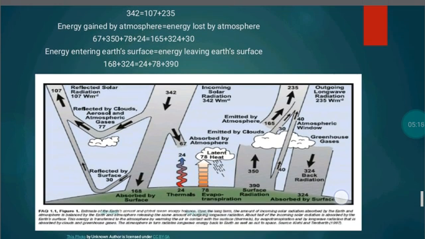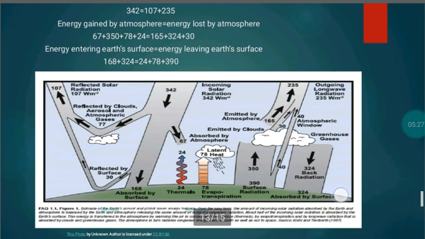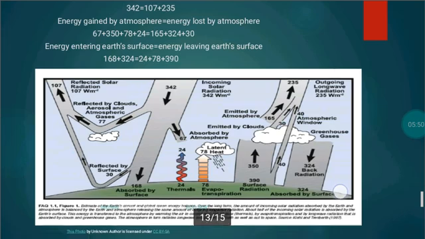Energy gained by the atmosphere is equal to energy lost by the atmosphere. The gain by the atmosphere is 67 plus 350 plus 78 plus 24, and the energy lost by the atmosphere is 165 plus 324 plus 30. The energy entering Earth's surface is equal to the energy leaving Earth's surface. We have 168 plus 324 equal to 24 plus 78 plus 390.